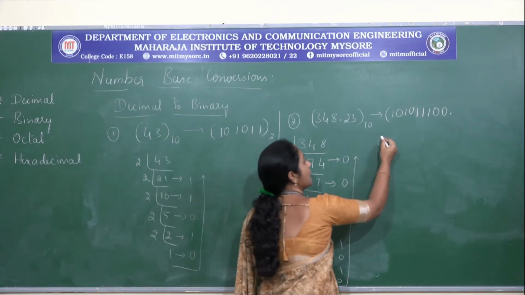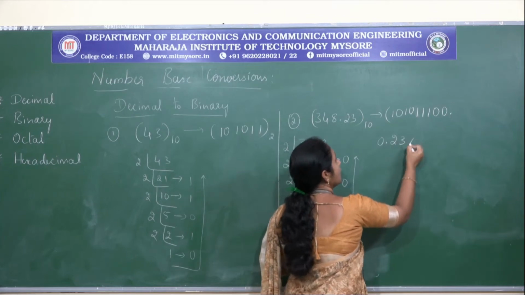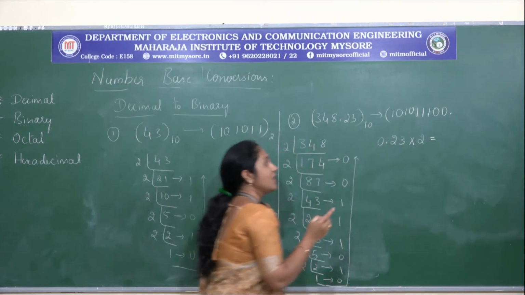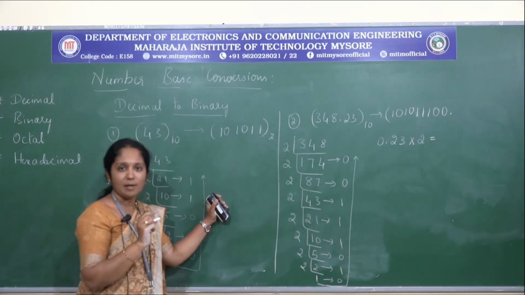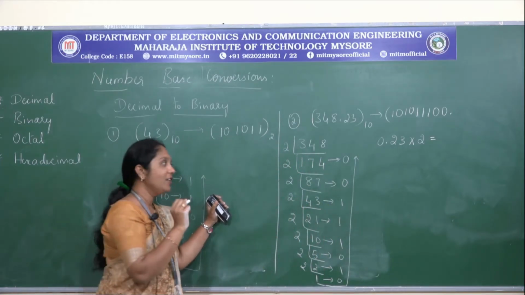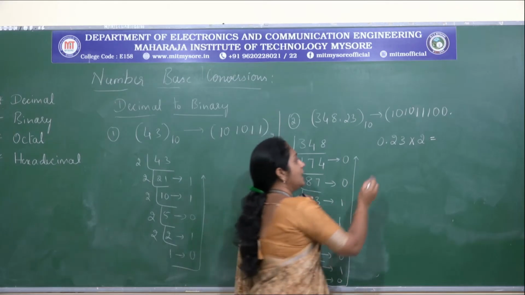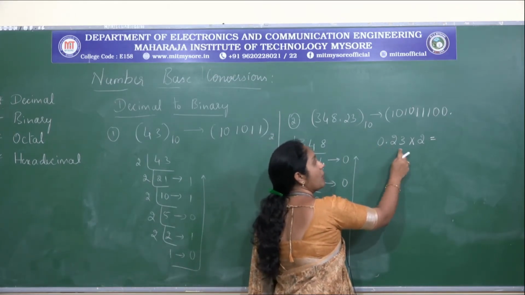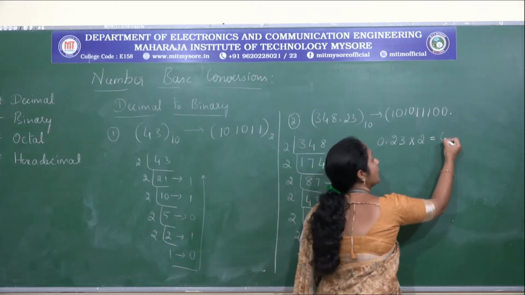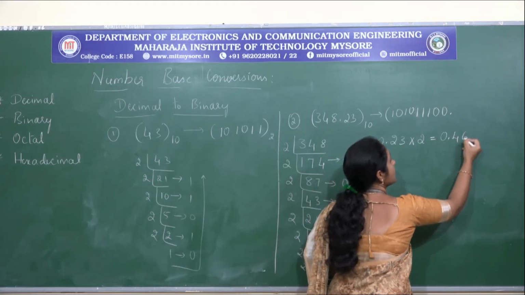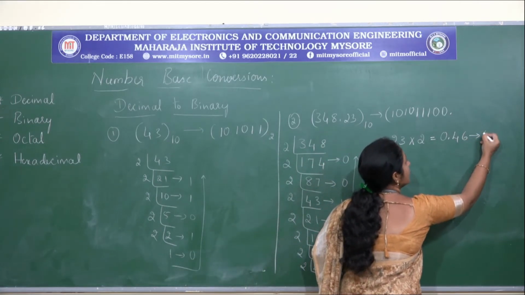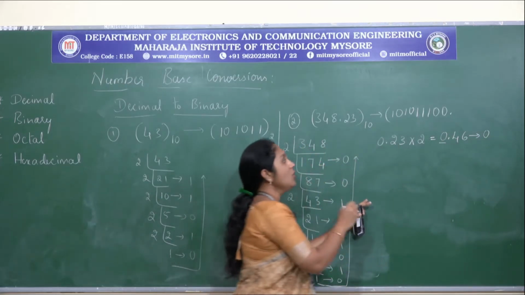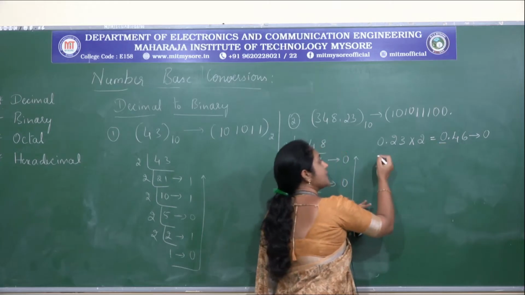Let me consider the fractional part, 0.23. So here what we are supposed to do? The procedure for converting the fractional part is we need to multiply by 2 and we need to record the digit which is before the decimal point. So for example, 0.23 is the fractional part. If you multiply, we will get 0.46. Here I have 0 as the digit before the decimal point. I need to note it down while passing to the next step.